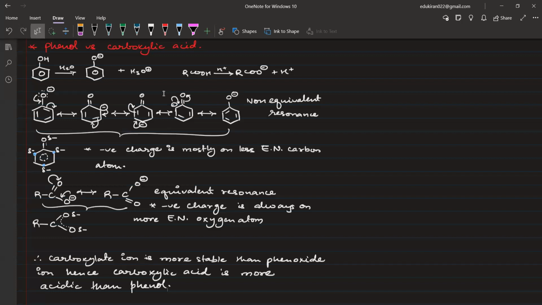All of you understood this? Yes or no? Please tell me. Why is carboxylate ion more stable? Yes, sir. Remember these lines, non-equivalent resonance and equivalent resonance. Okay? From that you will know what the main point is. In non-equivalent, see, the negative charge is in different places, mostly in a carbon atom. In equivalent, it is always in oxygen atom. And obviously oxygen, which is more electronegative, can bear the negative charge more graciously, right? It can bear negative charge more than the carbon atom.